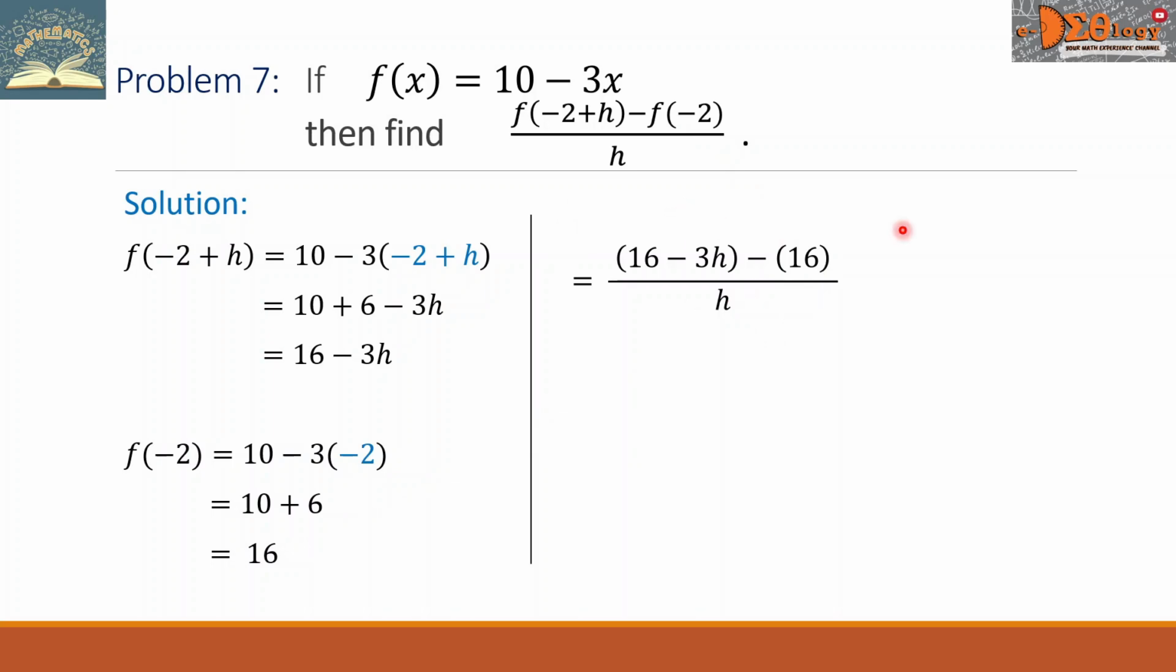We remove now the grouping symbols, then we combine like terms. So we have 16 minus 3h minus 16. This 16 minus 16 will cancel out, it becomes 0. So we have negative 3h left all over h. From here we can see that the h is common. So we can cancel the h. So finally we have negative 3. This is the answer.